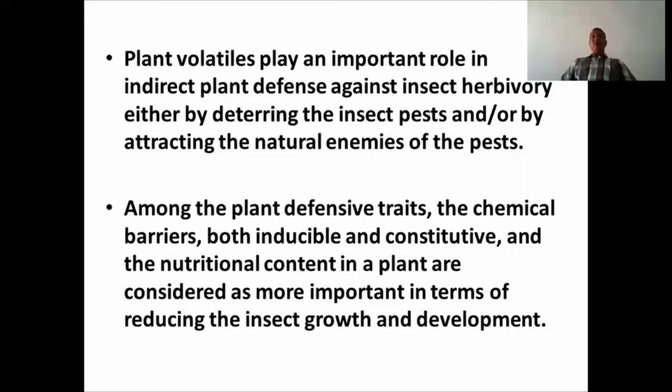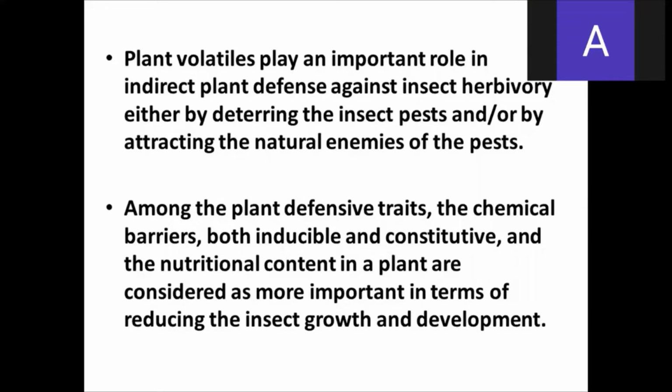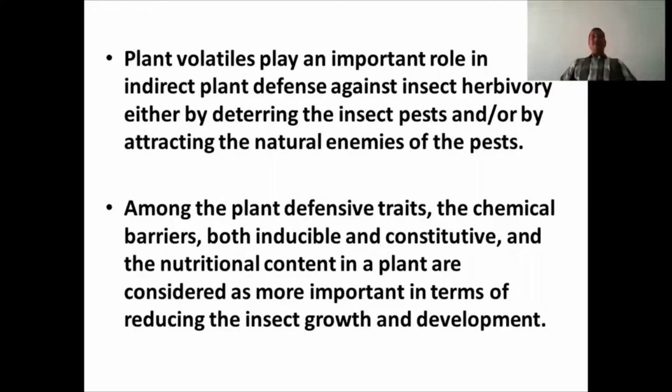These chemical compounds are again released by both methods: the inducible method and the constitutive method. As I told you a while before, inducible is whenever some enemy is available, at that time the chemical compound is released. But if the enemy is there or the enemy is not there, in both situations the defense is there, that is constitutive. So constitutive is also called a housekeeping kind of character.